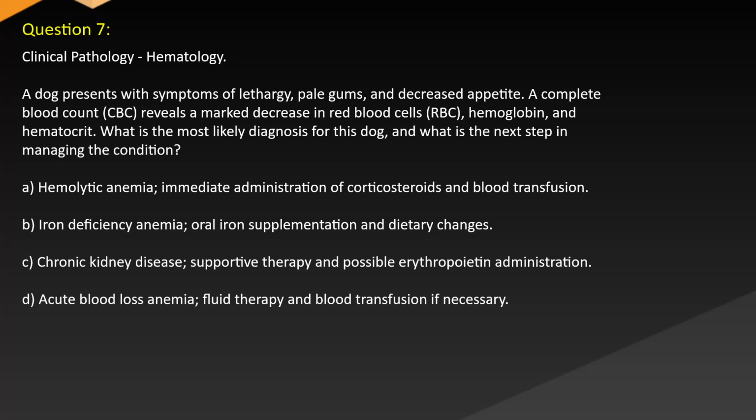A. Hemolytic anemia. Immediate administration of corticosteroids and blood transfusion. B. Iron deficiency anemia. Oral iron supplementation and dietary changes. C. Chronic kidney disease, supportive therapy, and possible erythropoietin administration. D. Acute blood loss anemia, fluid therapy, and blood transfusion if necessary.